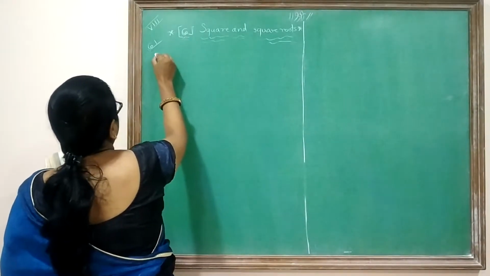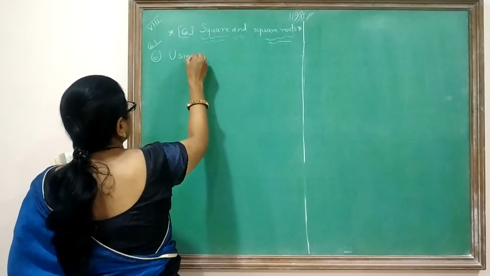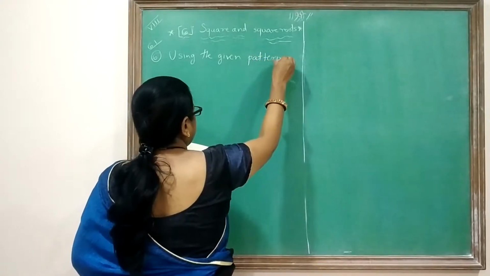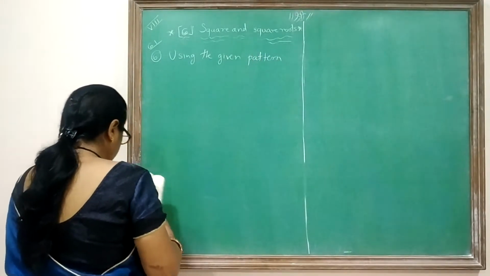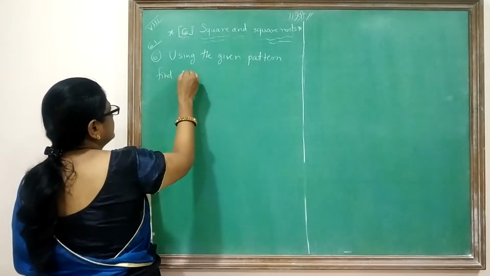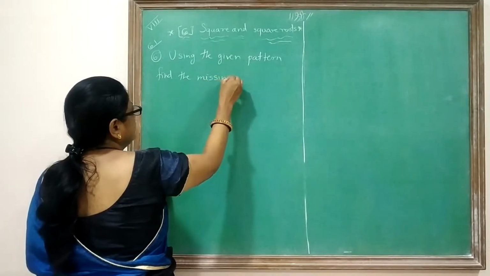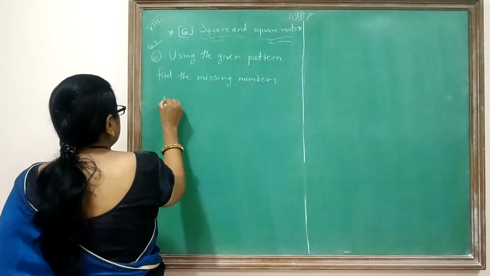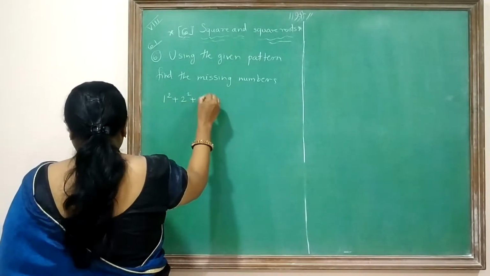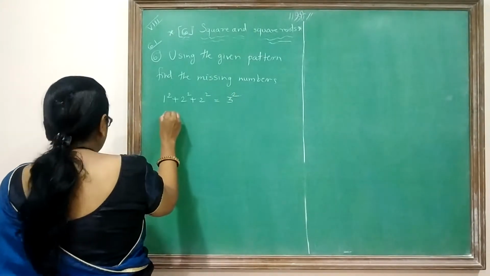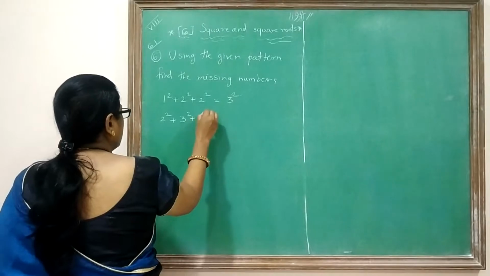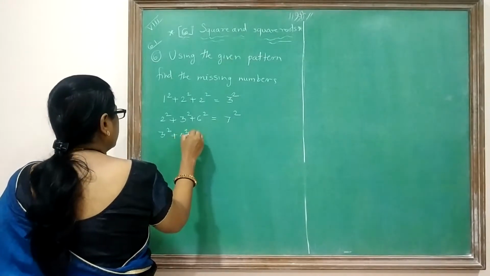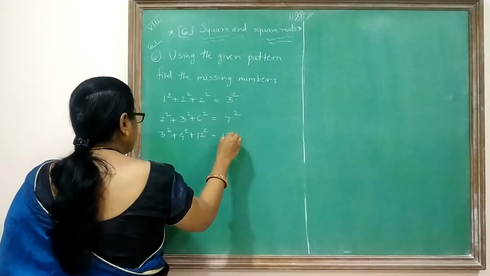Using the given pattern, find the missing numbers. Your first example is 1 square plus 2 square plus 2 square, that is 3 square. Then 2 square plus 3 square plus 6 square, that is 7 square. Then 3 square plus 4 square plus 12 square, that is 13 square.